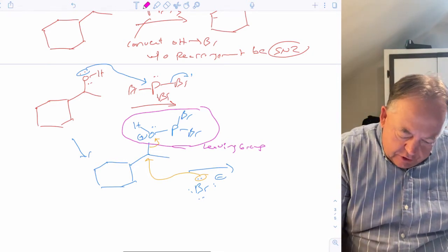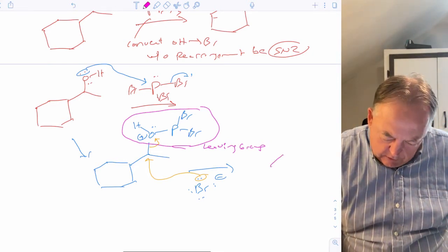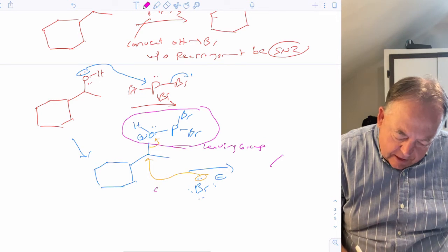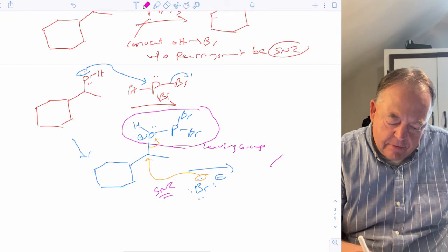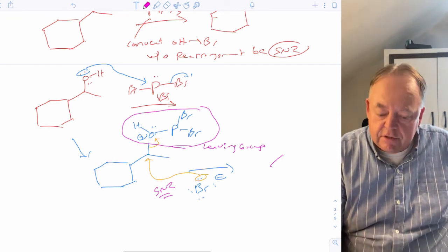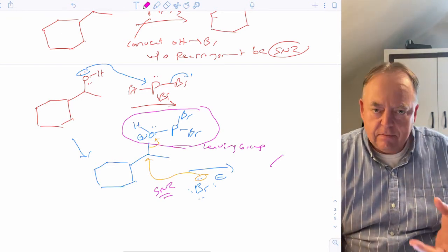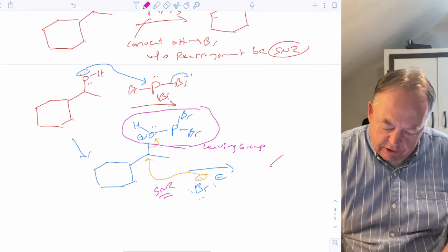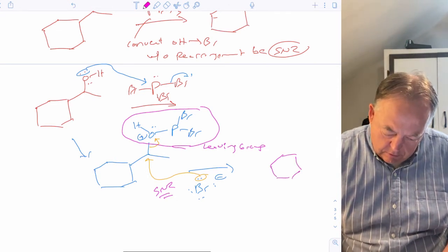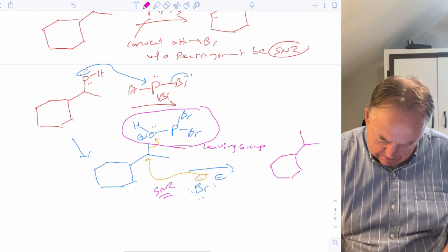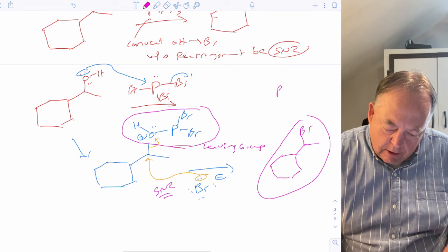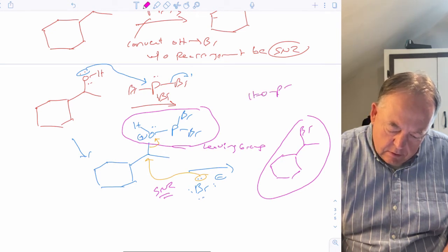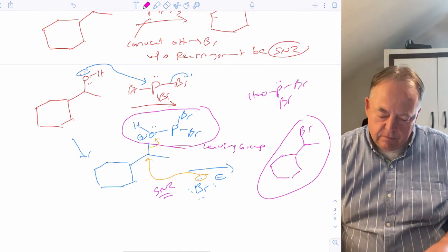And so then the product that you make. Notice all of this is happening at the same time. The nucleophile Br minus is attacking at the same time that this oxygen attached to phosphorus is leaving, so everything's happening at the same time. That's the characteristic of an SN2 reaction. So you would make that as your major organic product, and then your side product would be that phosphorus compound.